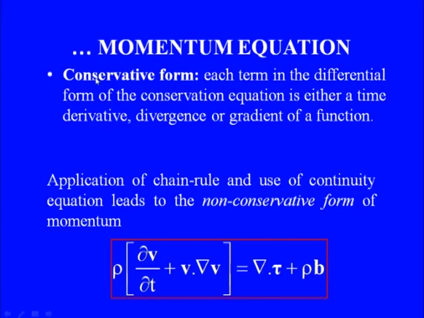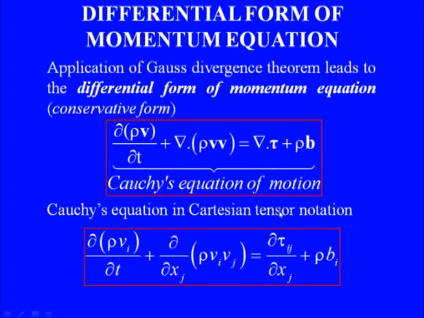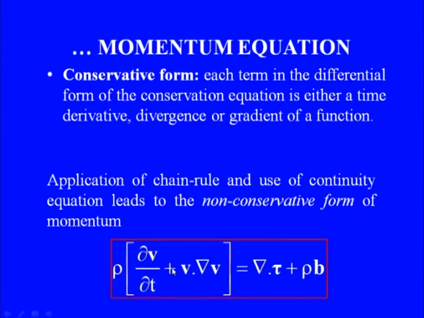So such a form is termed as conservative form of the equation. We can also obtain what is called as non-conservative form of equation. That is very easy. We can use the chain rule of differentiation to expand the first term, this del rho v by del t, in terms of 2 terms, and similarly expand the second term also, divergence of rho v v, and then apply our continuity equation, and we should be able to get a non-conservative form of momentum equation.